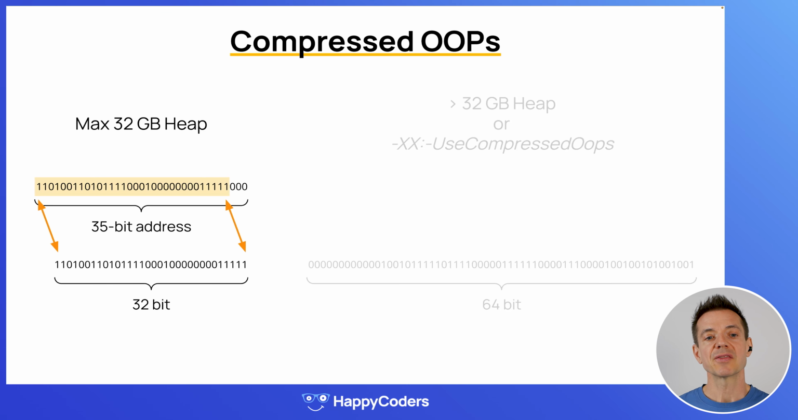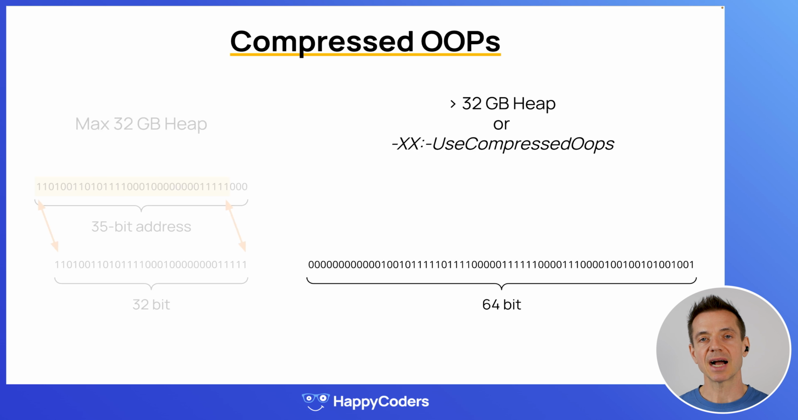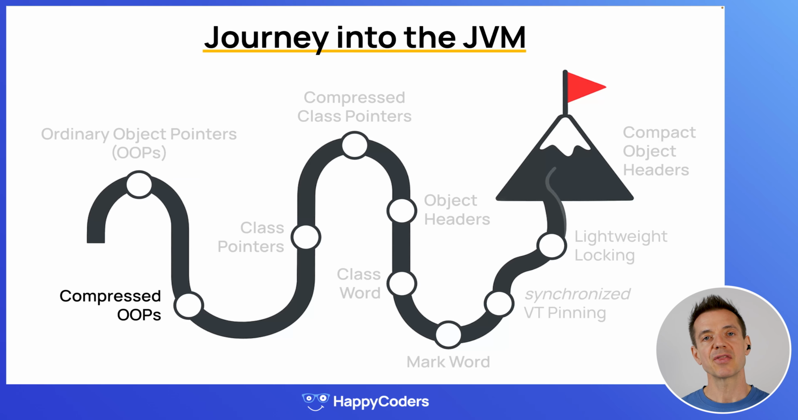To summarize, the default for a heap up to 32 gigabytes is 35-bit pointers shifted 3 bits to the right, compressed down to 32 bits. For a heap larger than 32 gigabytes, or if we disable compressed OOPS, we have full 64-bit pointers with no bit shifting, but they take up twice as much space. That was compressed OOPS. Next, we'll take a look at class pointers.